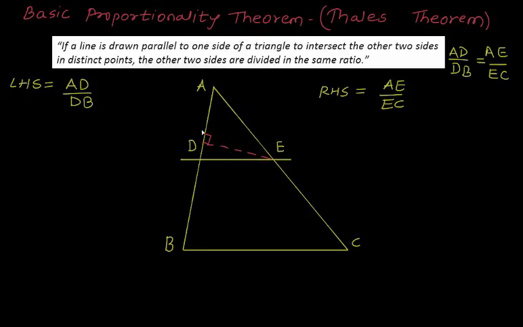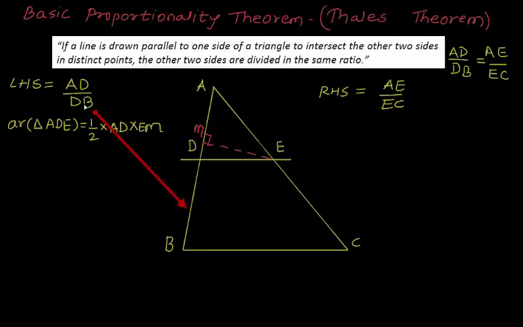Okay, let's call this perpendicular point M. So the area of triangle ADE will be half into base. The base of the triangle is AD and the perpendicular distance, or height, is EM. So we got the area of triangle ADE. Now we are done for AD.